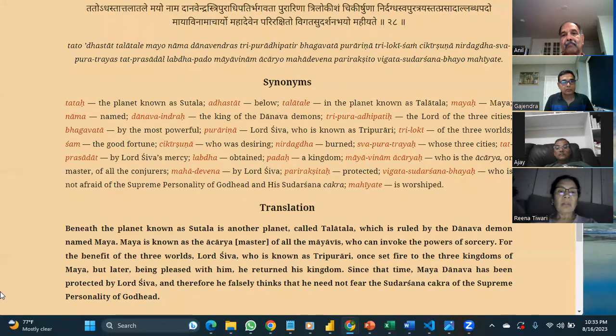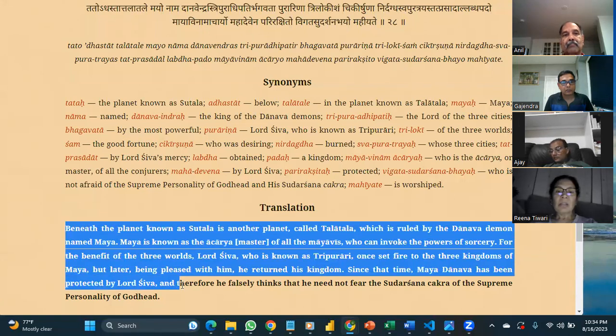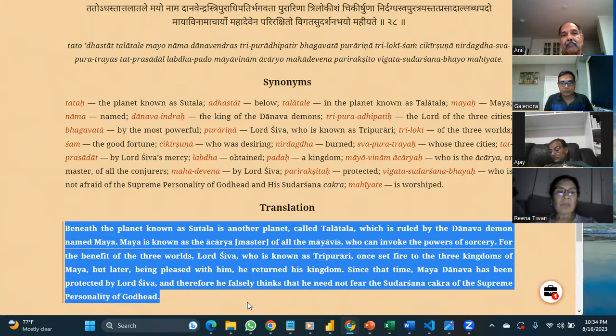Beneath the planet known as Sutal is another planet called Talatal, which is ruled by the Danav demon named Maya. Maya is known as the Acharya or master of all the Mayavis, who can invoke the powers of sorcery. For the benefit of the three worlds, Lord Shiva, who is known as Tripurari, once set fire to the three kingdoms of Maya, but later, being pleased with him, he returned his kingdom. Since that time, Maya Danav has been protected by Lord Shiva, and therefore he falsely thinks that he needs not fear the Sudarshan Chakra of the Supreme Personality of Godhead. Hare Krishna. Hare Krishna.